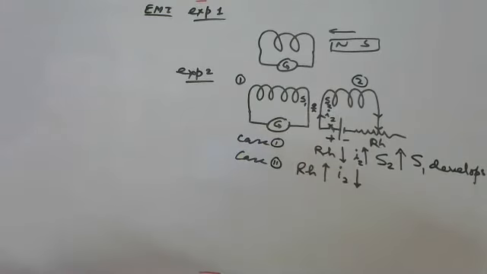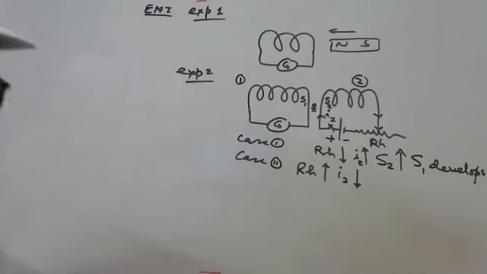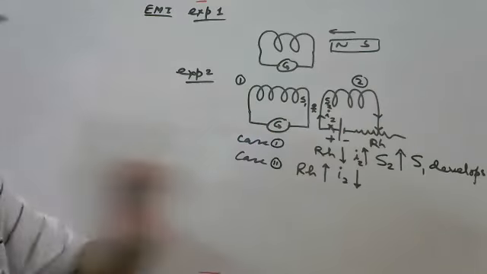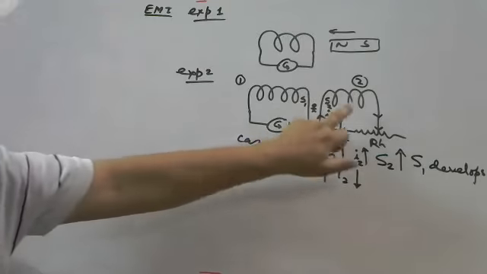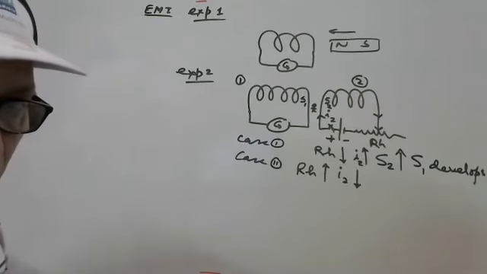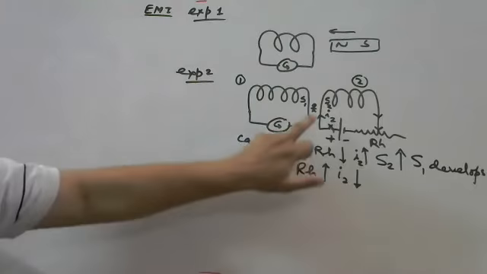Then I want to ask, does a south pole develop in solenoid 2 or a north pole develop in solenoid 2? You tell me. I don't want to tell you. I want to ask, S2 or N2? South pole develops in solenoid 2 or north pole develops? Yes, please. It will be a weak south pole. It is south pole definitely.